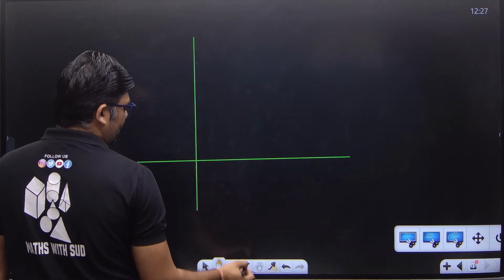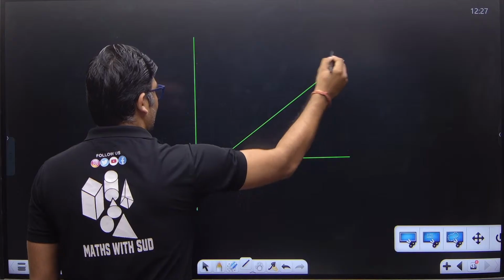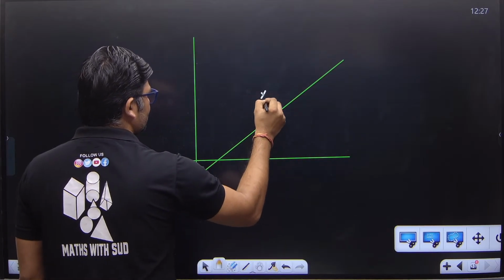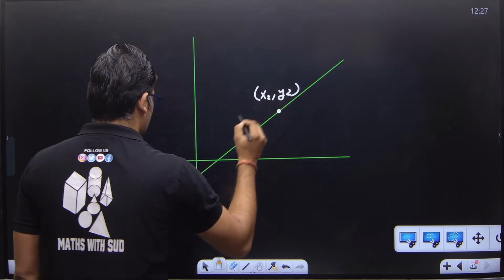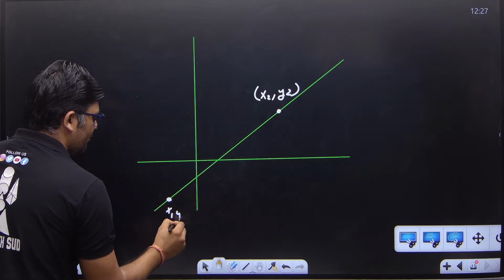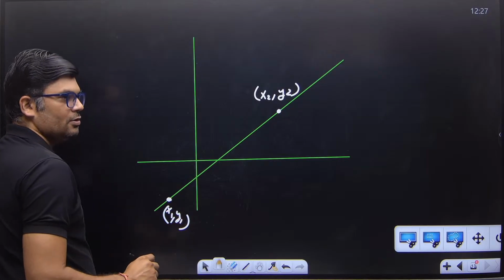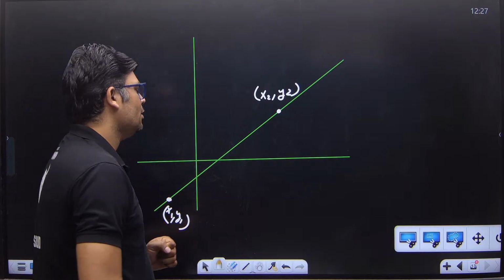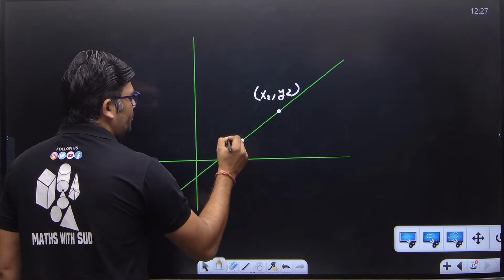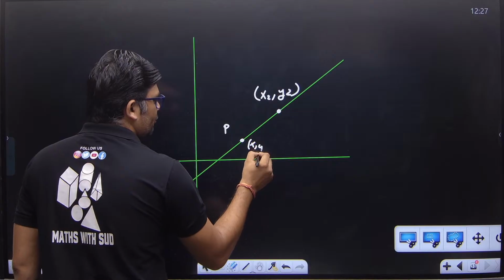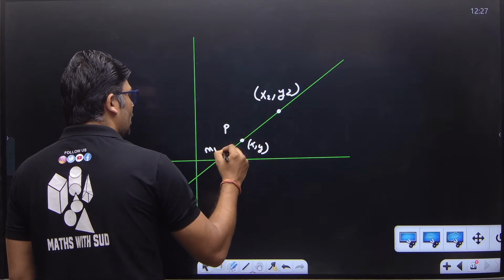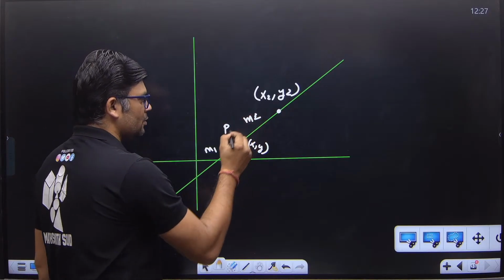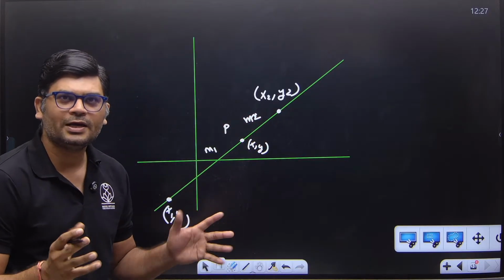You will be given a line like this, and you will be given 2 points. Let us say this point is x2 comma y2, and this point is x1 comma y1. So there are 3 kind of questions which arise on this. One question will be, find the coordinate of the point P which divides in the ratio m1 is to m2. One kind of question that you can find using the section formula. Easy.